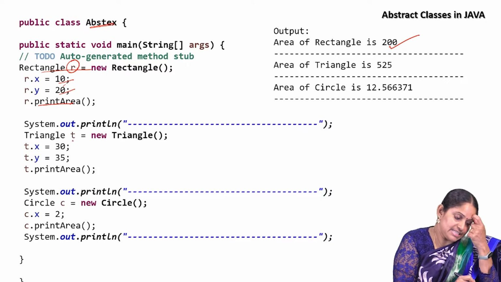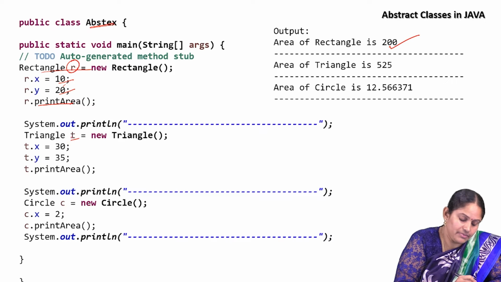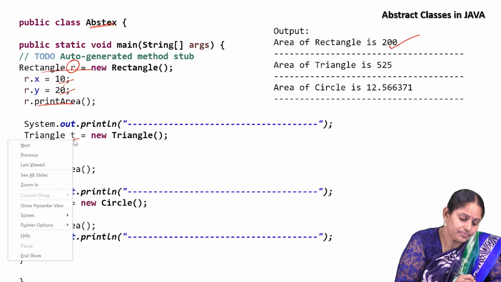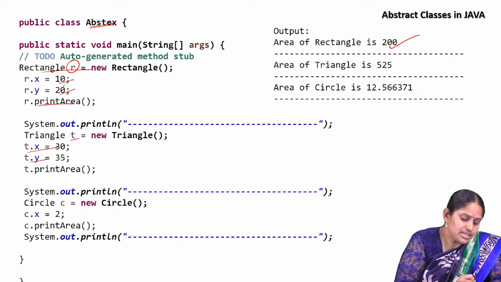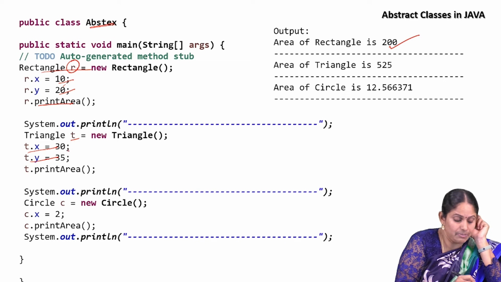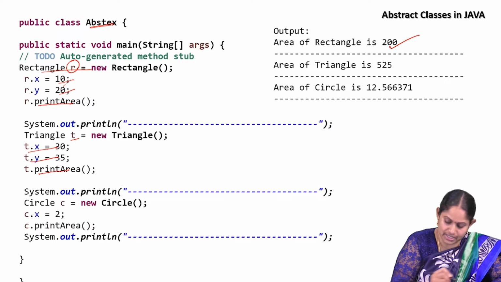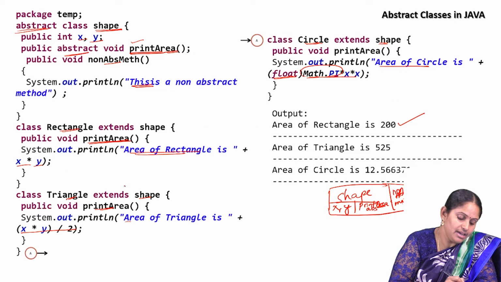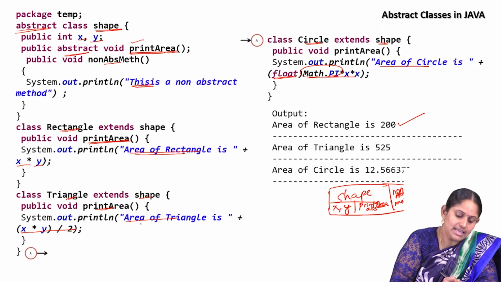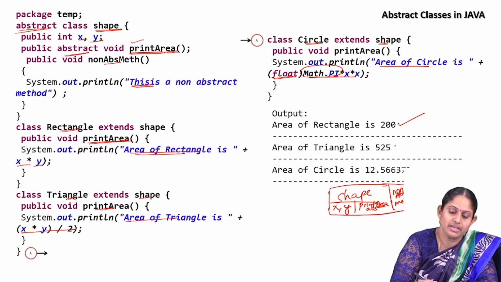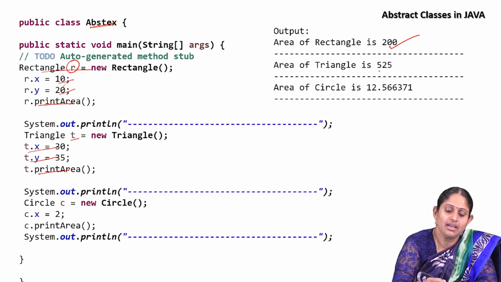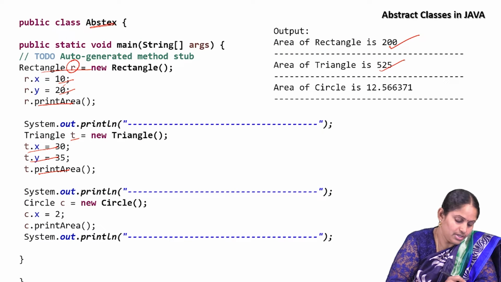Now in the second case, we are creating the triangle object. Its values are initialized: the length and height are set to 30, and the base is set to 35, and we are calling print area. When you call print area, it will invoke the print area of the triangle class, and the statement area of triangle is half bh will come in the output.